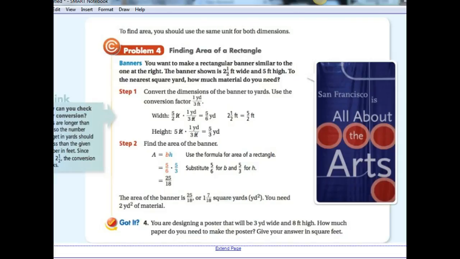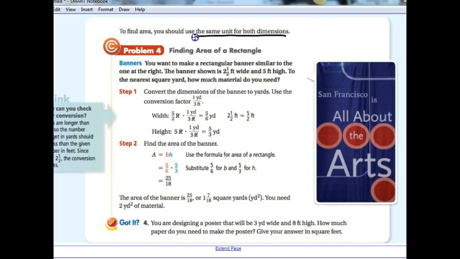Hello, we are looking at problem number 4 found on page 62 of your Geometry Part 1 textbook. This is talking about how to find the area of a rectangle. You should always use the same unit when you're talking about dimensions of a rectangle, so that's very important.